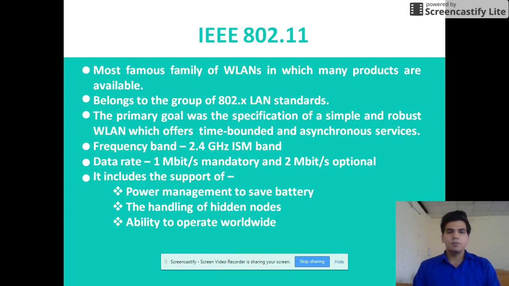It works on the 2.4 GHz ISM frequency band, which is the most common and is available worldwide. It can offer two data rates, one mandatory and the other optional. 1 megabit per second is mandatory and 2 megabits per second is optional. It includes support for power management to save battery, handling of hidden nodes, and the ability to operate worldwide. How does it have the ability to operate worldwide? That is because of its frequency band, as I told you. Power management and handling of hidden nodes we will see later.